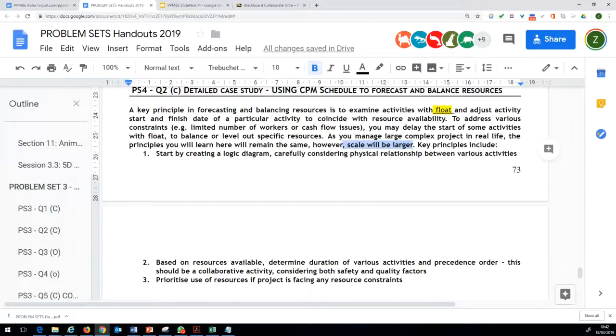And these key principles, which we will be revising in this problem as well, include: number one, start by creating a logic diagram, carefully considering physical relationships between various activities.